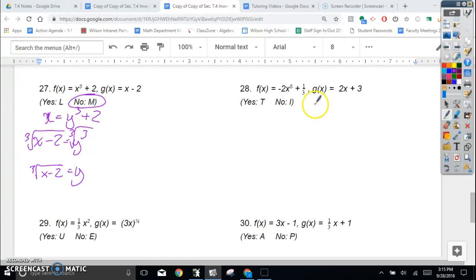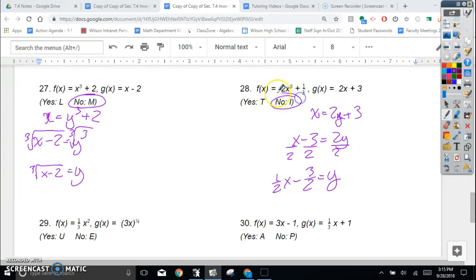All right, let's do this one. So this will be x equals 2y plus 3. This x is actually a y. x minus 3 equals 2y. Divide everything by 2. So a half x minus 3 halves equals y. So again, that's a no. So we're looking at I.